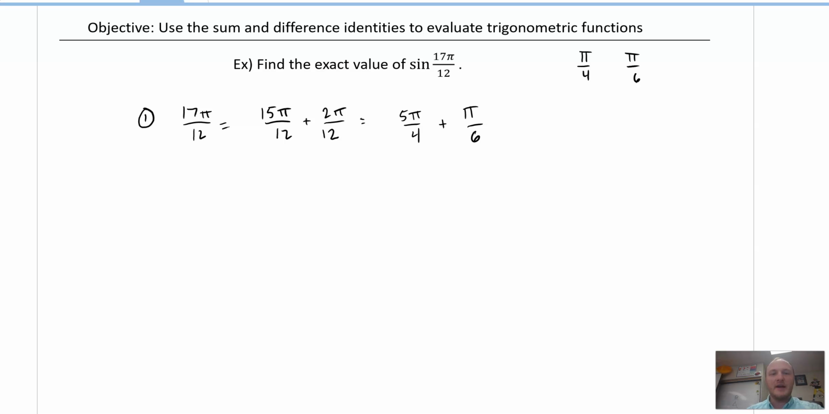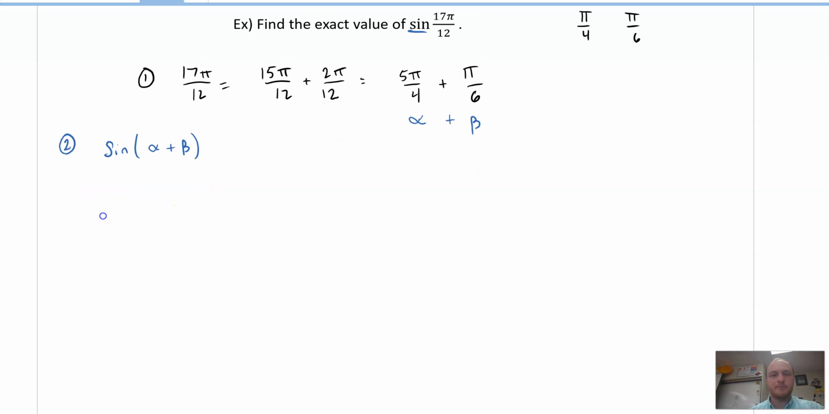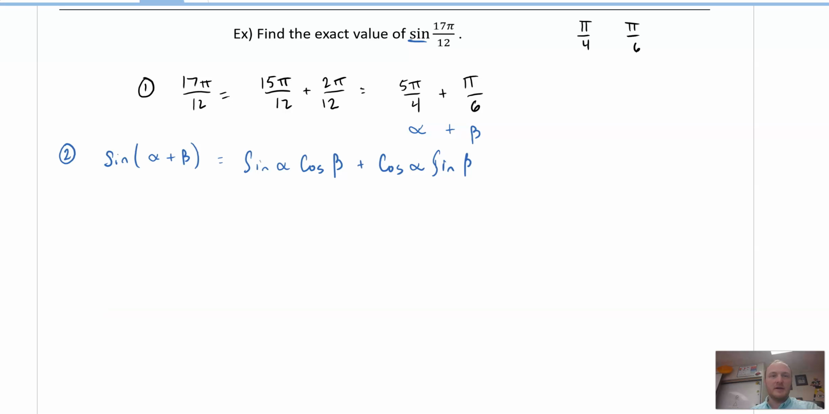Step 2. I'm going to go ahead and identify what sum and difference identity am I going to use? So I have sine, so I'm going to go ahead and use sine. And then notice my identities here. My first angle is going to be alpha, second angle is going to be beta, and I'm adding them. So I'm going to use sine of alpha plus beta. I'm going to use the sum identity, which says that sine of alpha times cosine of beta plus cosine of alpha times sine of beta.